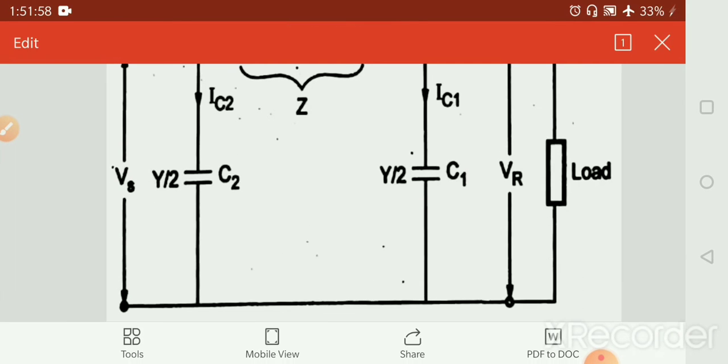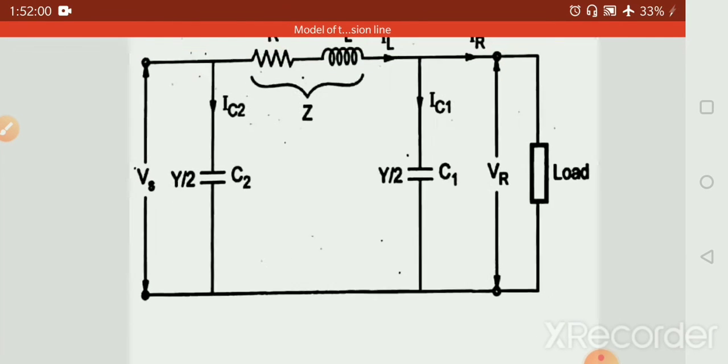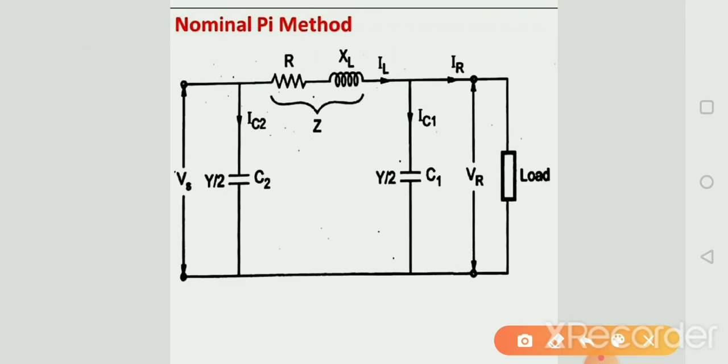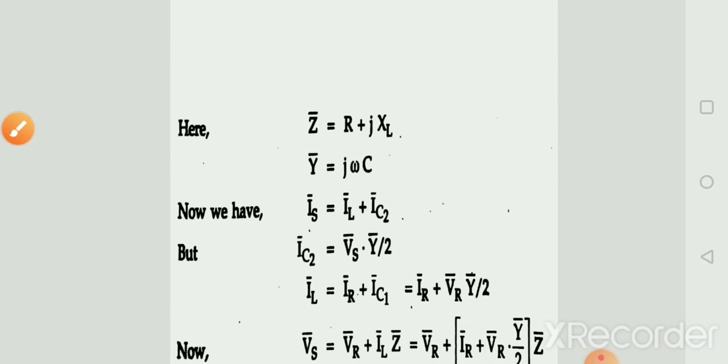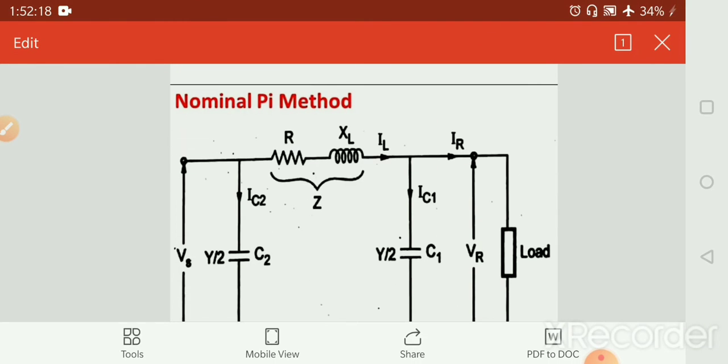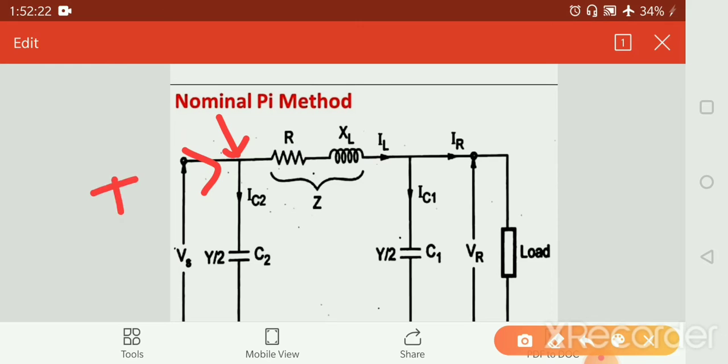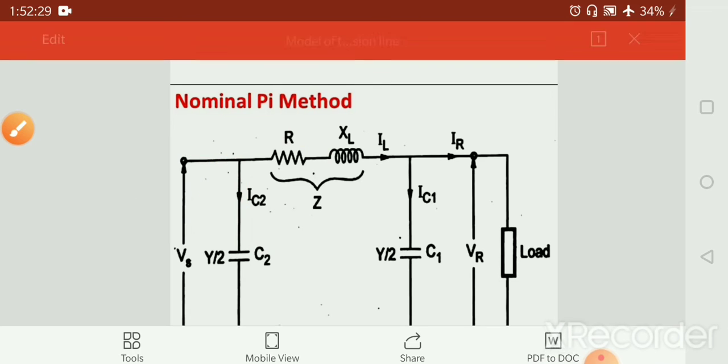So we can make the formula. At first we apply KCL for this node, then we apply KCL for the other node. Now you can see here IS equals IL plus IC1, because if we apply the formula for this node, this is the IS, so IS equals IC1 plus IL, because both currents are outgoing.